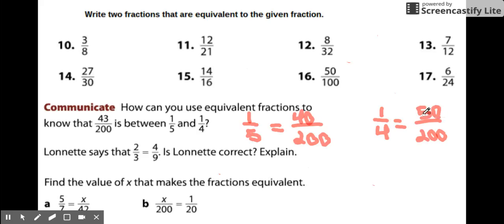All right, so now if you look back over here, it says, how can you use equivalent fractions? By doing what we've just done, we've made equivalent fractions. And then we've got 43 over 200. Is 43 over 200 in between 40 and 50? So basically all you have to look at now is, does the number 43 fall between 40 and 50? And the answer is yes.